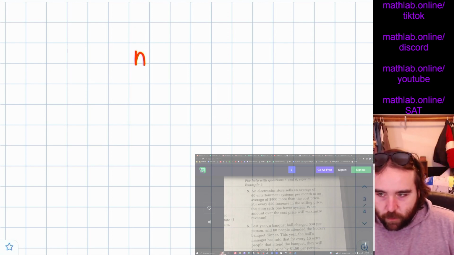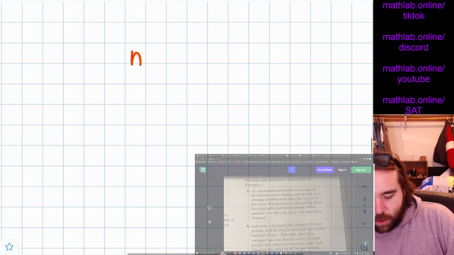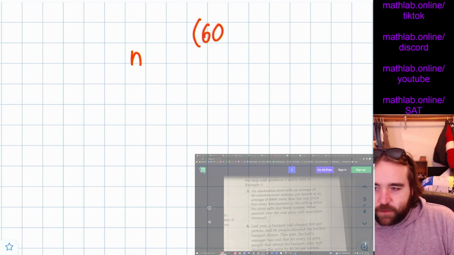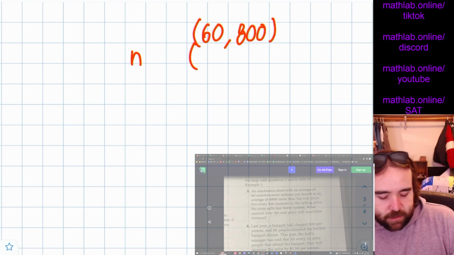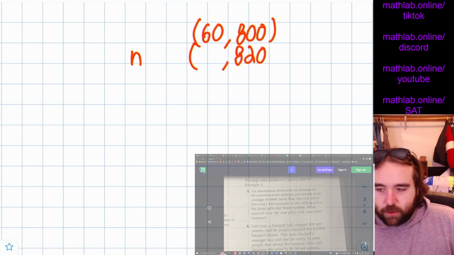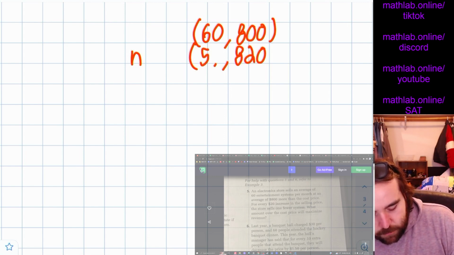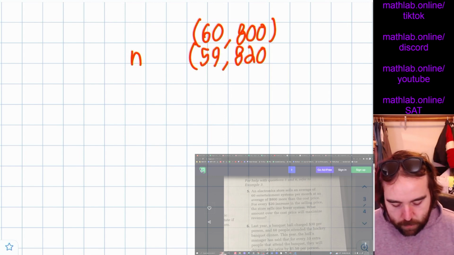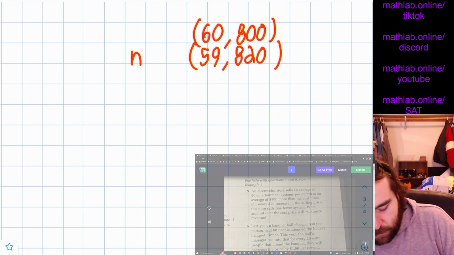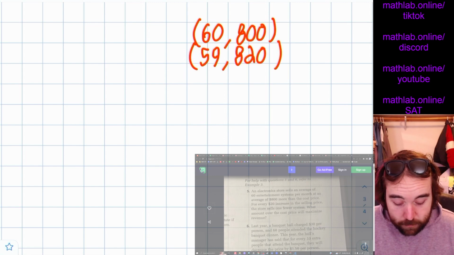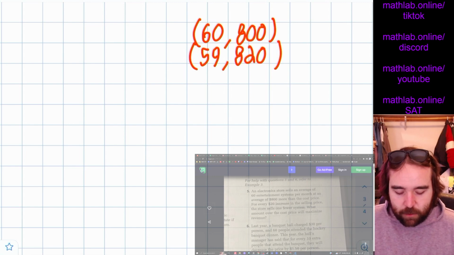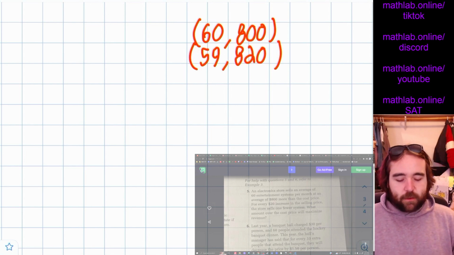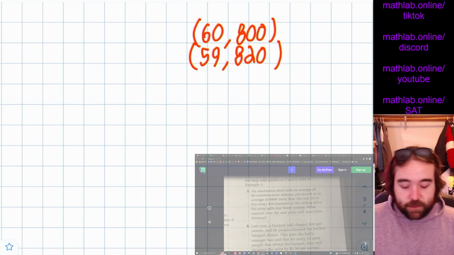We know that when they sell 60 systems, they're selling them at $800. But then they tell us that for every $20 increase in the selling price, so if they're selling them for $820, they're going to sell one fewer system. They're going to sell 59. So we basically want to write an equation where we can plug in how many systems we sell and get the price that we're selling them at. Or vice versa. It doesn't really matter.